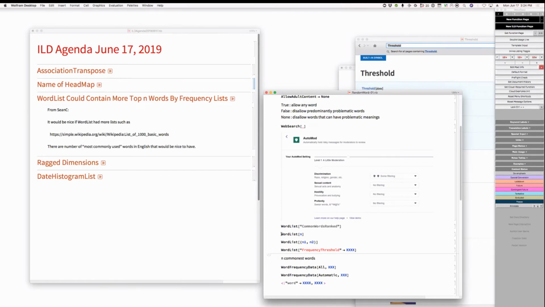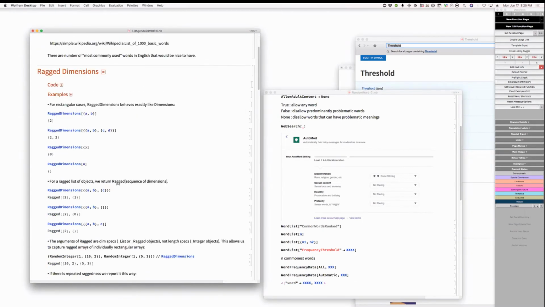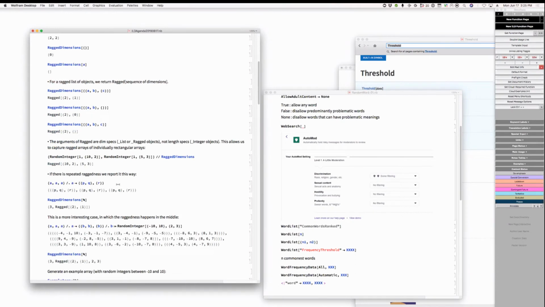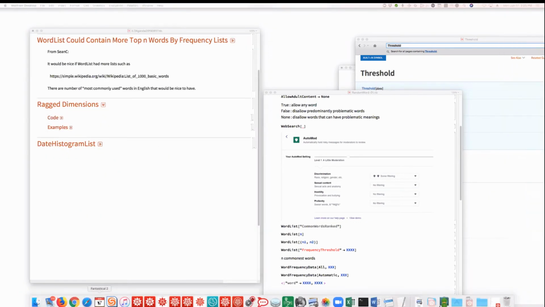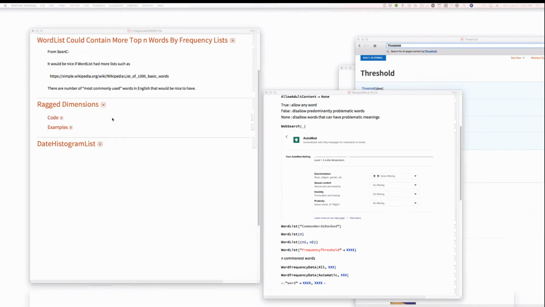So common words ranked and WordList of n. I think we should try that to begin with. Okay. And then word frequency data of all, or automatically generating this giant association. Okay. Makes sense to me. Okay, well, we're now onto some completely other topics, which perhaps we shouldn't try to tackle today since we're over time. Oh, well, not actually. We do have a couple more minutes. I at least have a couple more minutes here.